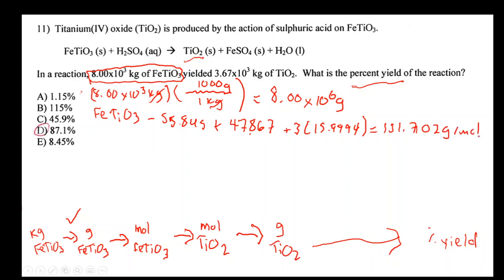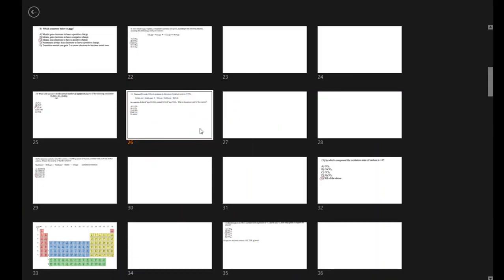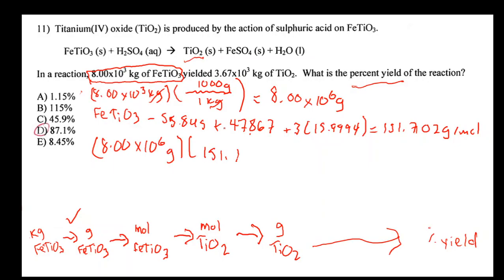Okay, so now that we have our conversion factor, we can go from grams of FeTiO3 to moles of FeTiO3. So, we said we had 8.00 times 10 to the 6 grams. And then, in order to convert that to moles, 151.7102 grams per 1 mole.